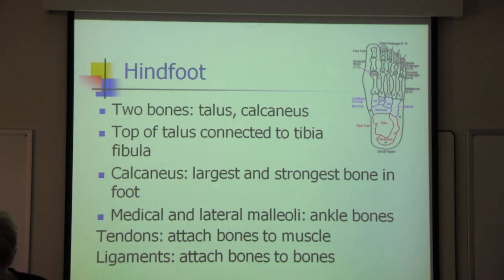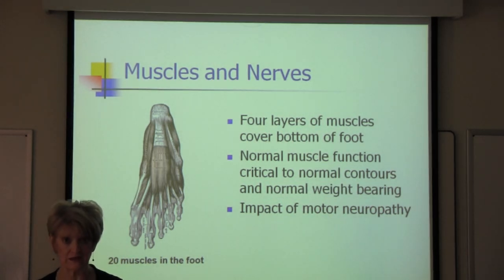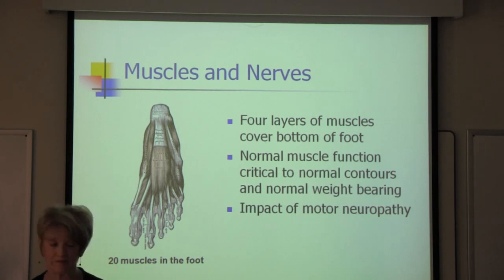Tendons, of course, as you already know, attach bones to muscles. Ligaments attach bones to bones. When you think about all the work and all the flexibility that's required of the foot, and you realize you have all these 26 bones working in conjunction with the muscles and the ligaments, it really is a mechanical marvel. Every little element has a role to play in normal biomechanics, normal gait, and normal gait protects us against ulcerations, against injury, against callus formation. We'll come back to that.